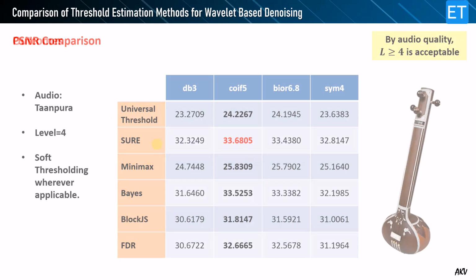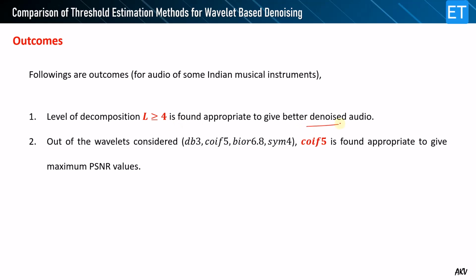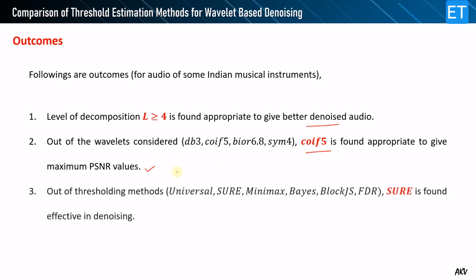So that is clear. Now come to the outcomes. We have found that the level of decomposition must be either equal to 4 or greater than 4. That gives a better denoised audio. And out of the wavelets which we have considered, like db3, coif5, bior6.8 and sym4, coif5 is found more appropriate to give the maximum PSNR value, and out of the threshold methods, we found SURE to be the best. So we have found that the coif5 and SURE combination is best for these various Indian musical instruments.